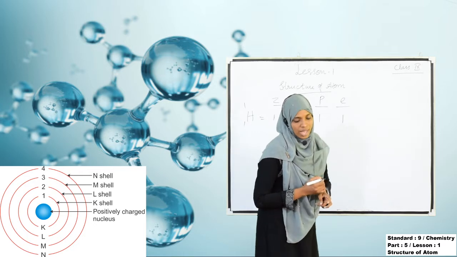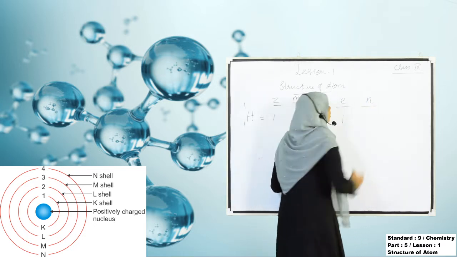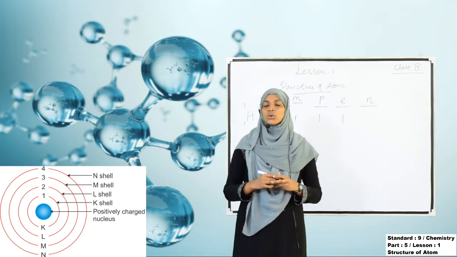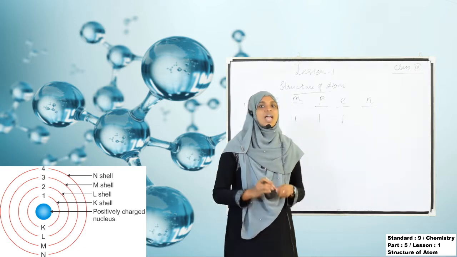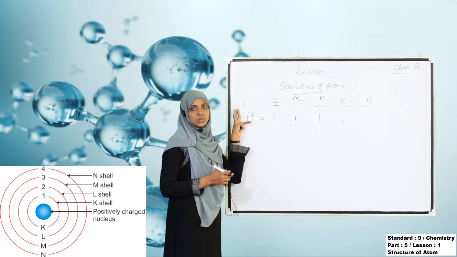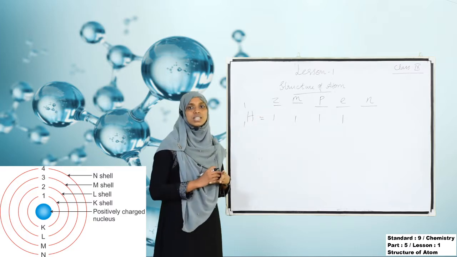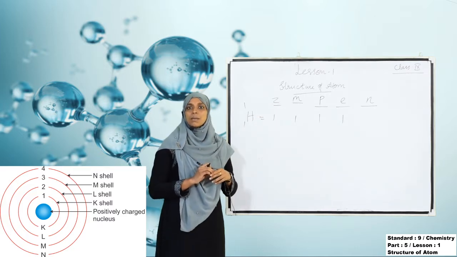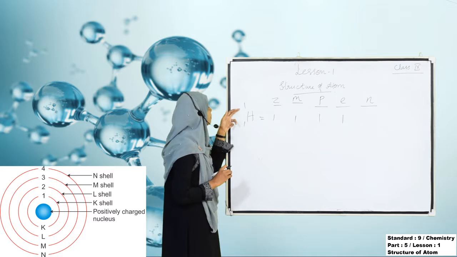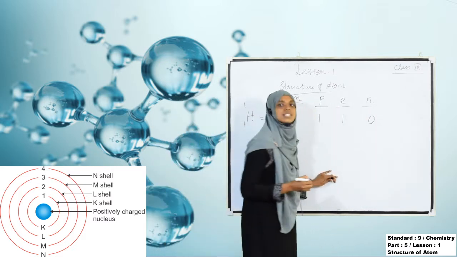Then we have to find out the number of neutrons. How can we find the number of neutrons? Atomic number minus mass number. In hydrogen, the atomic number is 1 and the mass number is 1. Hence, number of neutrons is equal to the difference between the mass number and atomic number, here 1 minus 1. Then we get 0. So the number of neutrons is 0.